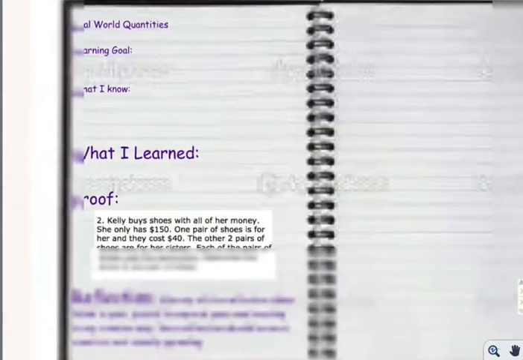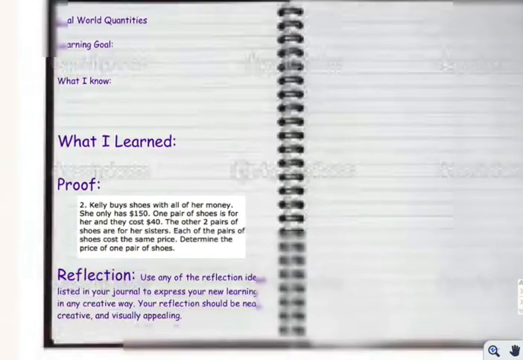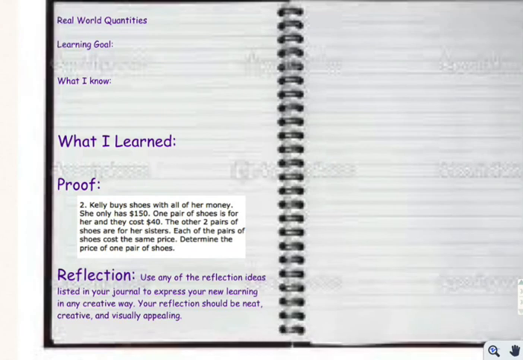It's important to make sure that you're practicing your proof problems. So be sure to complete that. Number 2 says, Kelly buys shoes with all her money. She only has $150. 1 pair of shoes for her, and they cost $40. The other 2 pairs of shoes are for her sisters. Each of the pairs of shoes costs the same price. Determine the price of 1 pair of shoes.